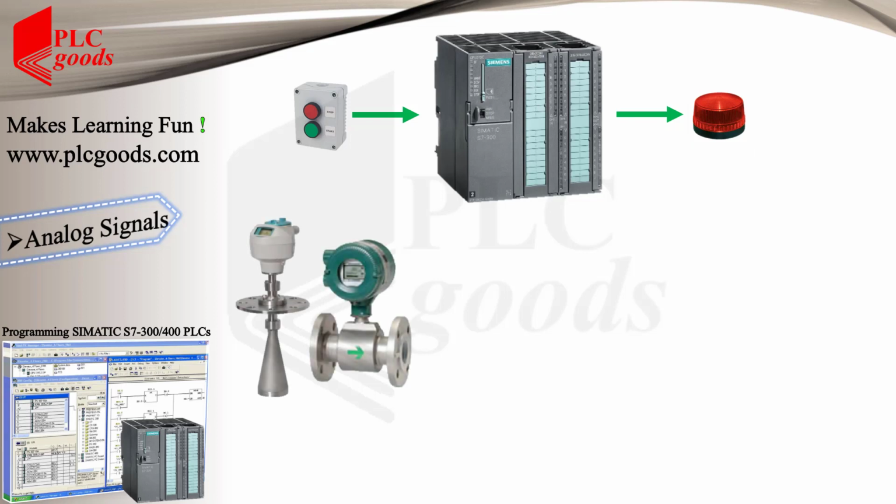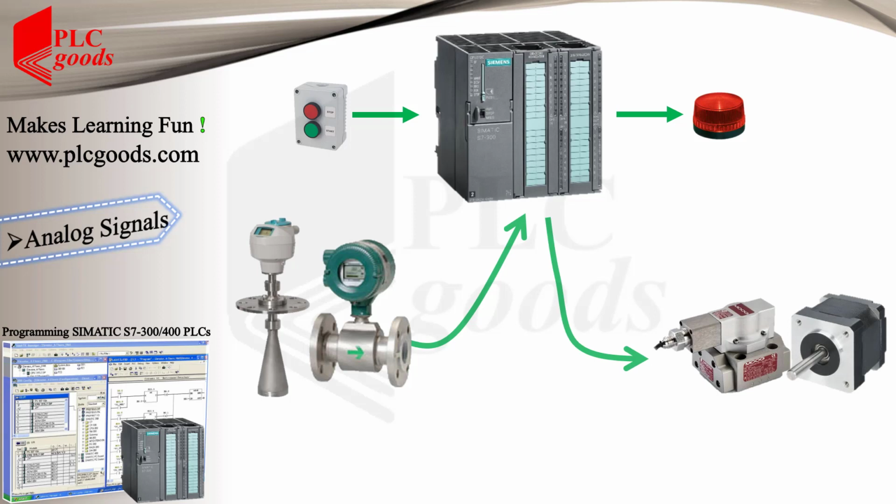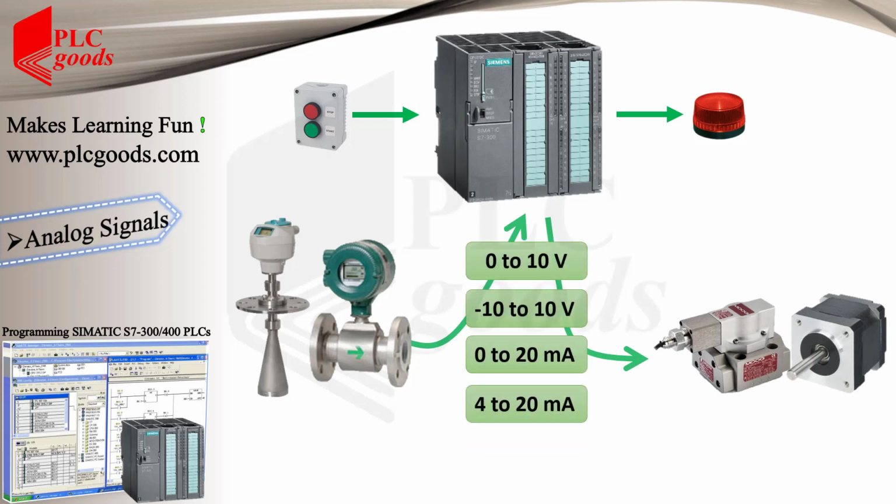On the other side, much industrial equipment such as level transmitters or flowmeters and also some actuators work with analog signals. For example, a voltage between 0 and 10 or between -10 and 10 volts. A current signal between 0 and 20 milliamperes or between 4 and 20 milliamperes. Naturally, we need more than one bit to store and use these signals. Usually 16 bits are used for analog signals. Let's see an example.